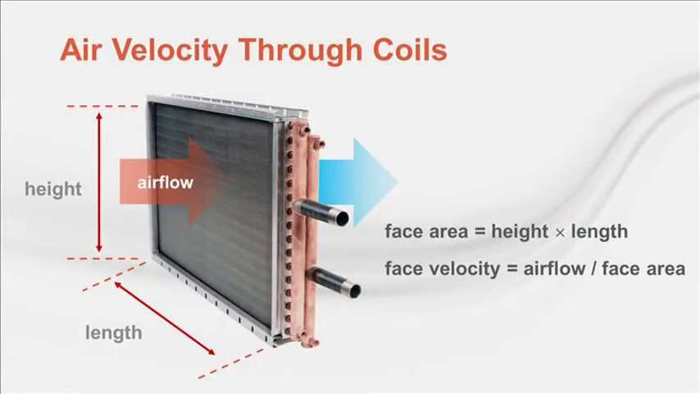Okay, thanks Todd. Now let's switch from water velocity and discuss air velocity through the coil. The contributing attributes to air velocity are the size, or face area, of the coil and the airflow rate. Just like with water flowing through the coil tubes, care should be taken to avoid an air velocity that is too high or too low.